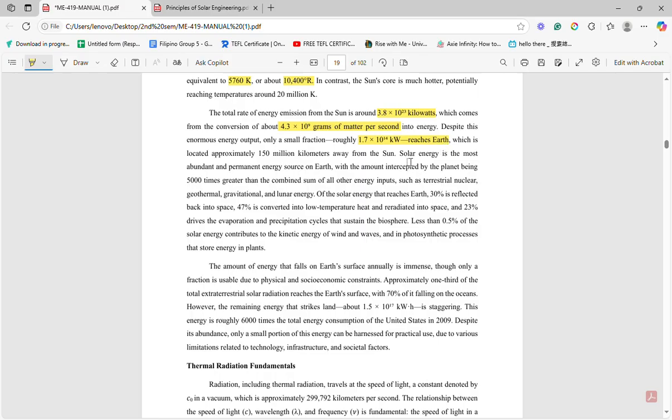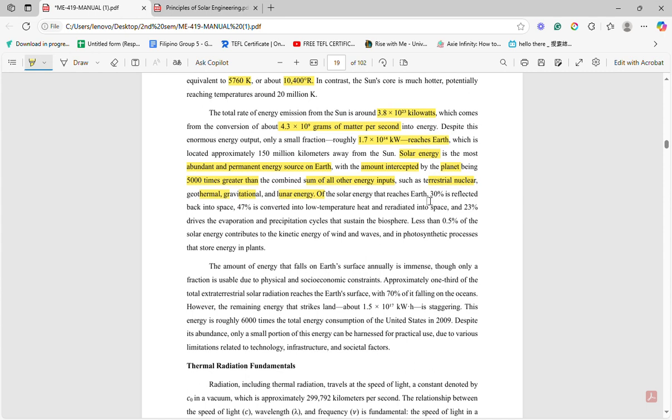So, yon, solar energy is the most abundant and permanent energy source on Earth, with the amount intercepted by the planet being 5,000 times greater than the combined sum of all energy inputs, such as nuclear, geothermal, gravitational, and lunar energy. So imagine how much solar energy we can have if we really can harness this. This is 5,000 times greater than all of the systems that we have here.